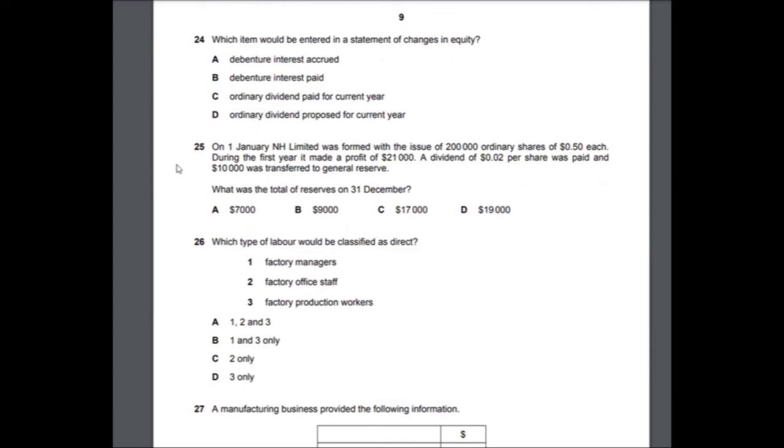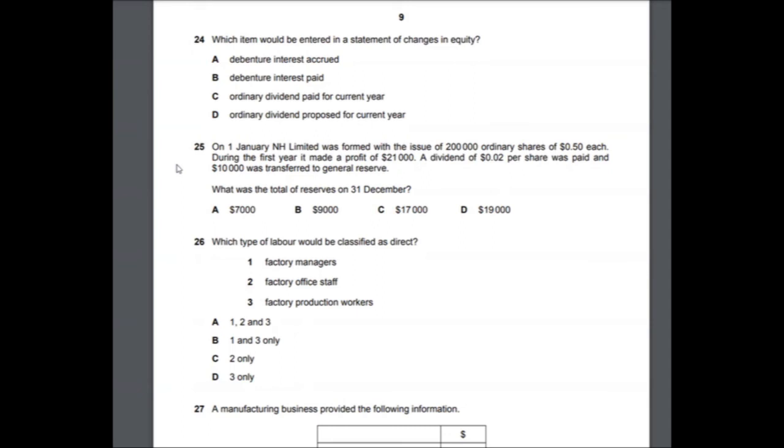Multiple choice 25: on 1st January, ANH Limited was formed with the issue of $200,000 ordinary shares for 50 cents each. During the first year, it made a profit of $21,000, and a dividend of basically $0.02 per share was paid. So $200,000 multiplied by 0.02 will give you $4,000 for dividend paid, right? So the company paid $4,000 in dividend.